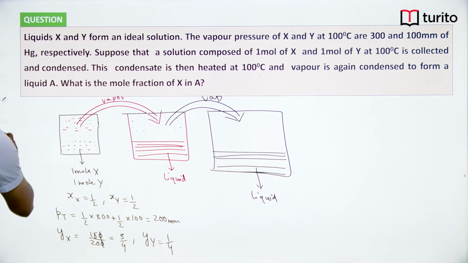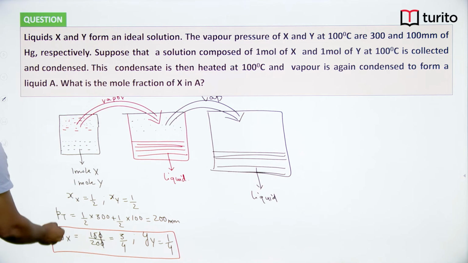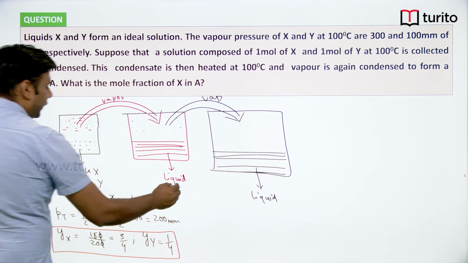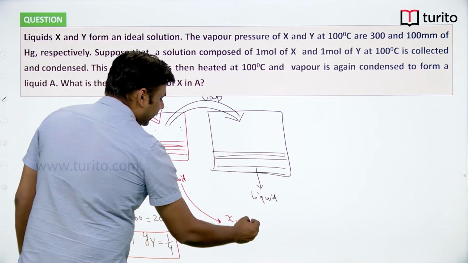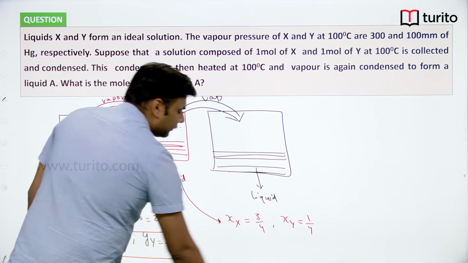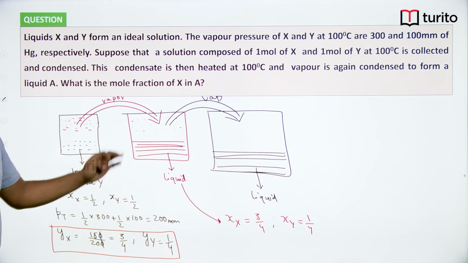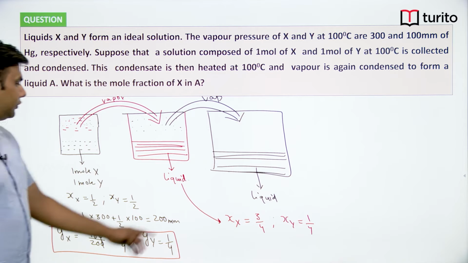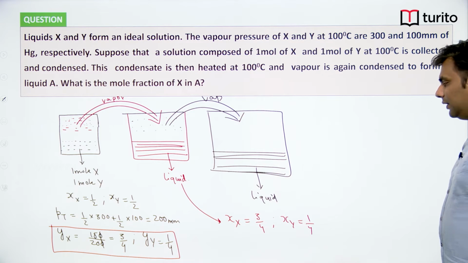Now we are condensing the entire vapor into liquid. Okay, so when we got liquid over here, we'll say that the mole fraction of X in the liquid phase would be 3 by 4 and that of Y would be 1 by 4. Hope this is clear to everyone. Because we are condensing all the vapor into the liquid, whatever composition of vapor is there would convert into the composition of liquid. So this is the mole fraction of X and Y in the liquid phase in the container B.